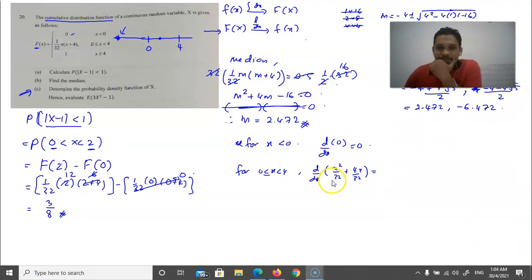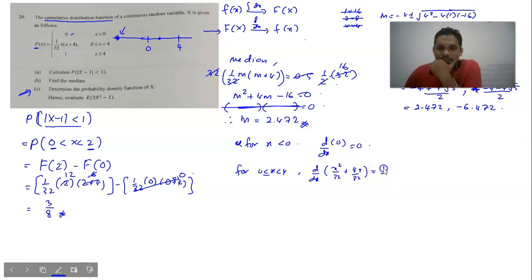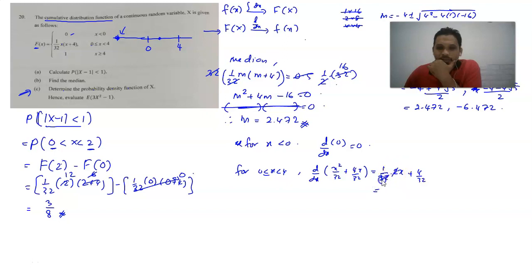So what about this one here now? Differentiate x squared, so 2, it is 1 over 32, differentiate this, come up with 2x, plus 4 over 32 times the derivative of x equal to 1, so 4 over 32. Then 2 divided by 32 equal to 16, so x over 16 plus 4 over 32. And then for x greater than or equal to 4, the derivative of 1 equal to 0.